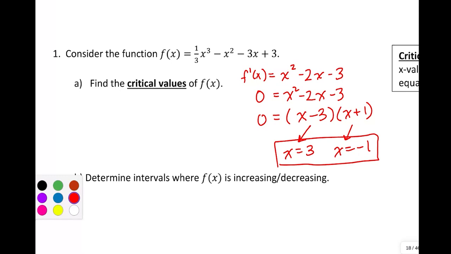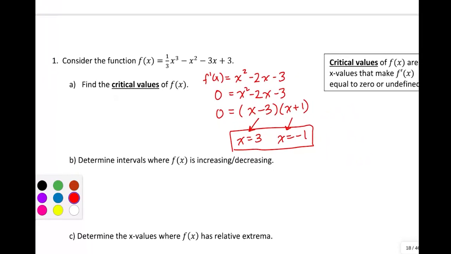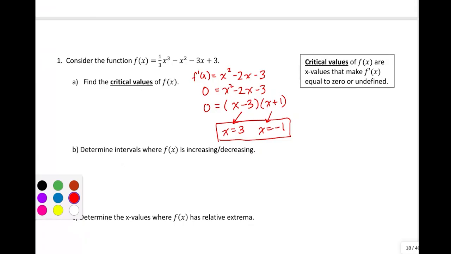All right, now again, those critical values are going to serve as what are called partitions of the number line that we're about to draw here. So let me zoom this out so you can see both. Let's go ahead and draw a number line. I'm going to label this number line as f prime because we're looking for the values of f prime here. And on that number line, I'll put negative 1 and 3. Those are our critical values.